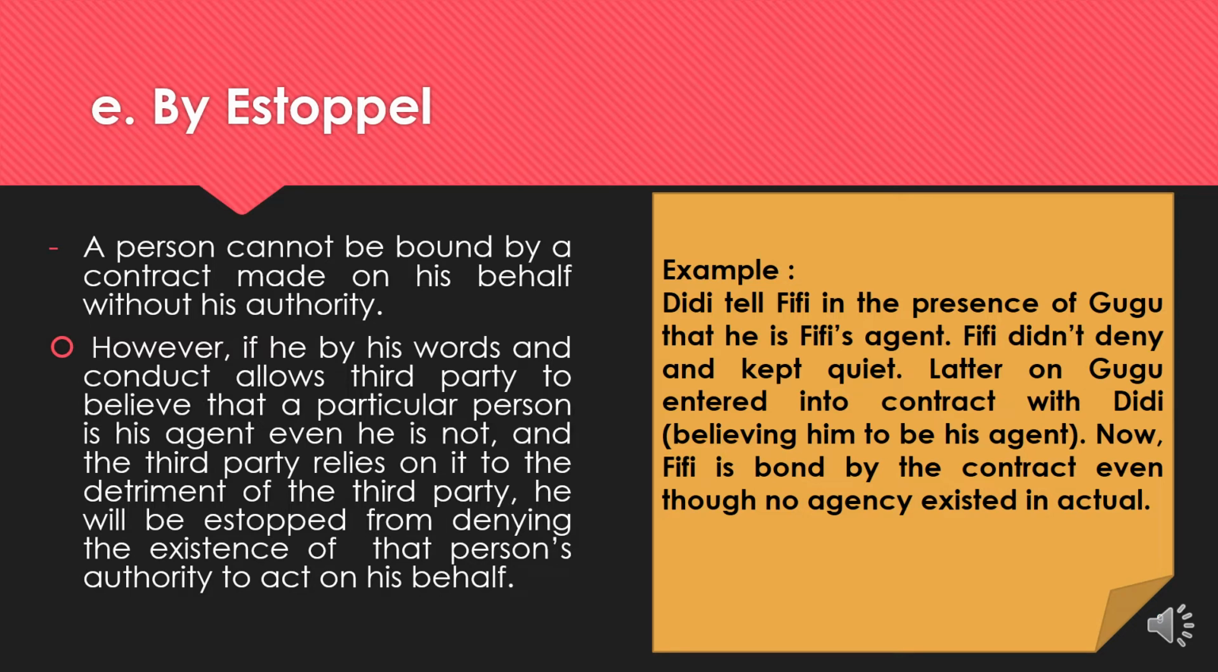So let's go to the notes here. A person cannot be bound by a contract made on his behalf without his authority. Is it correct? Yes, it is correct. Nobody shall be bound by a contract made on his behalf when he never entered the contract and never gave permission. However, if by his words or conduct he allows a third party to believe that a particular person is his agent, even though that person is not, and the third party relies on it to the detriment of the third party, he will be estopped from denying the existence of that person's authority to act on his behalf.